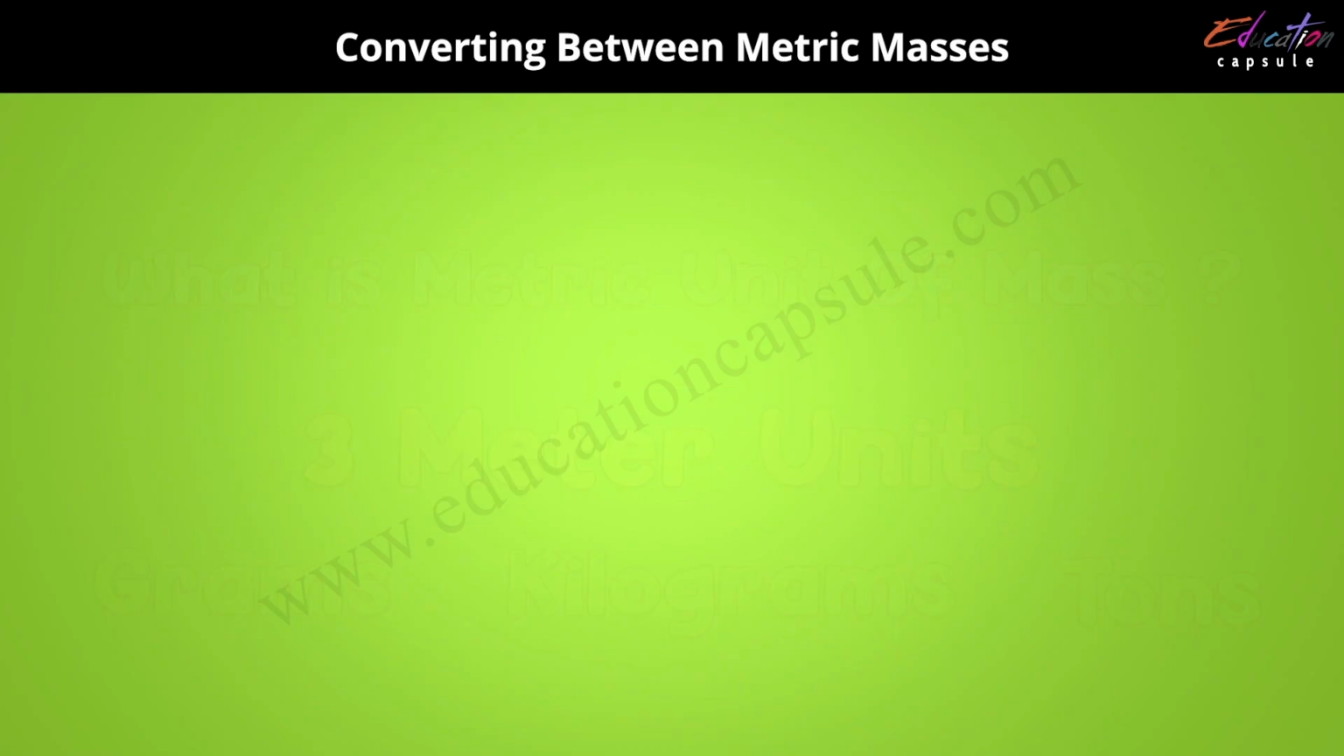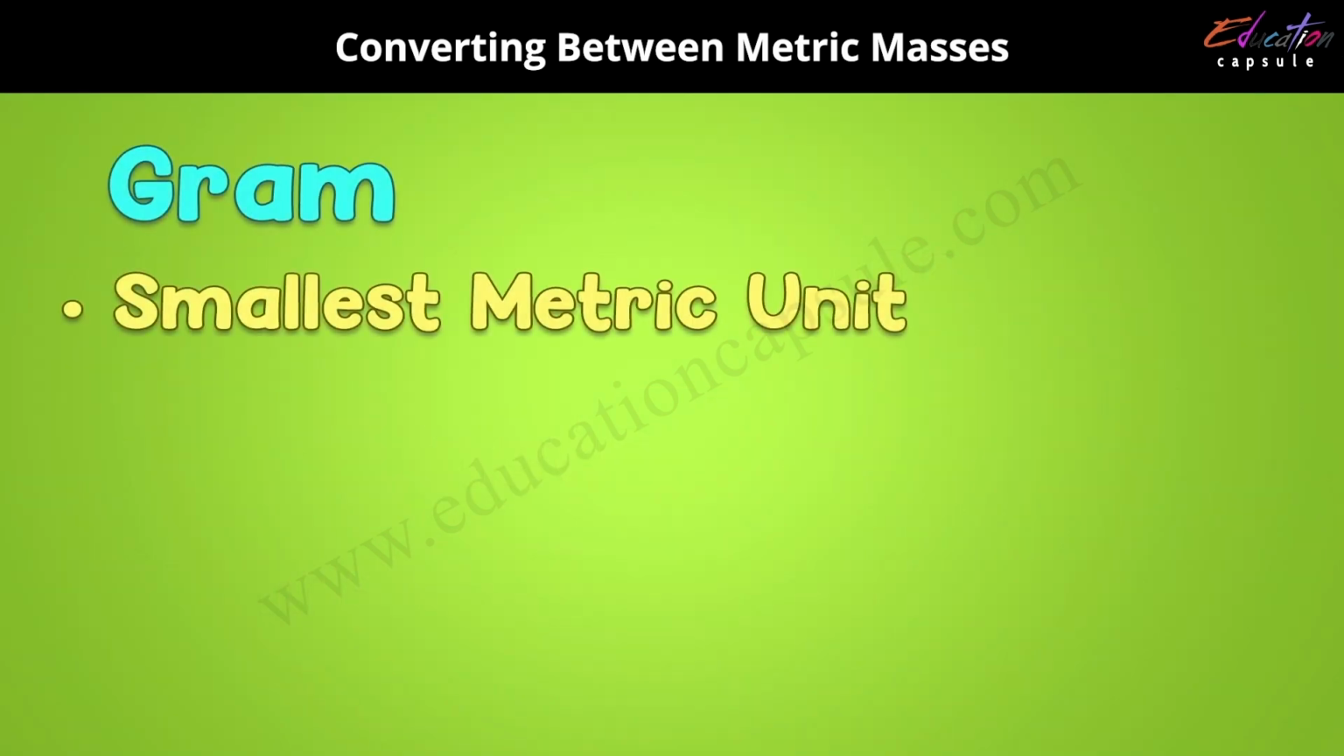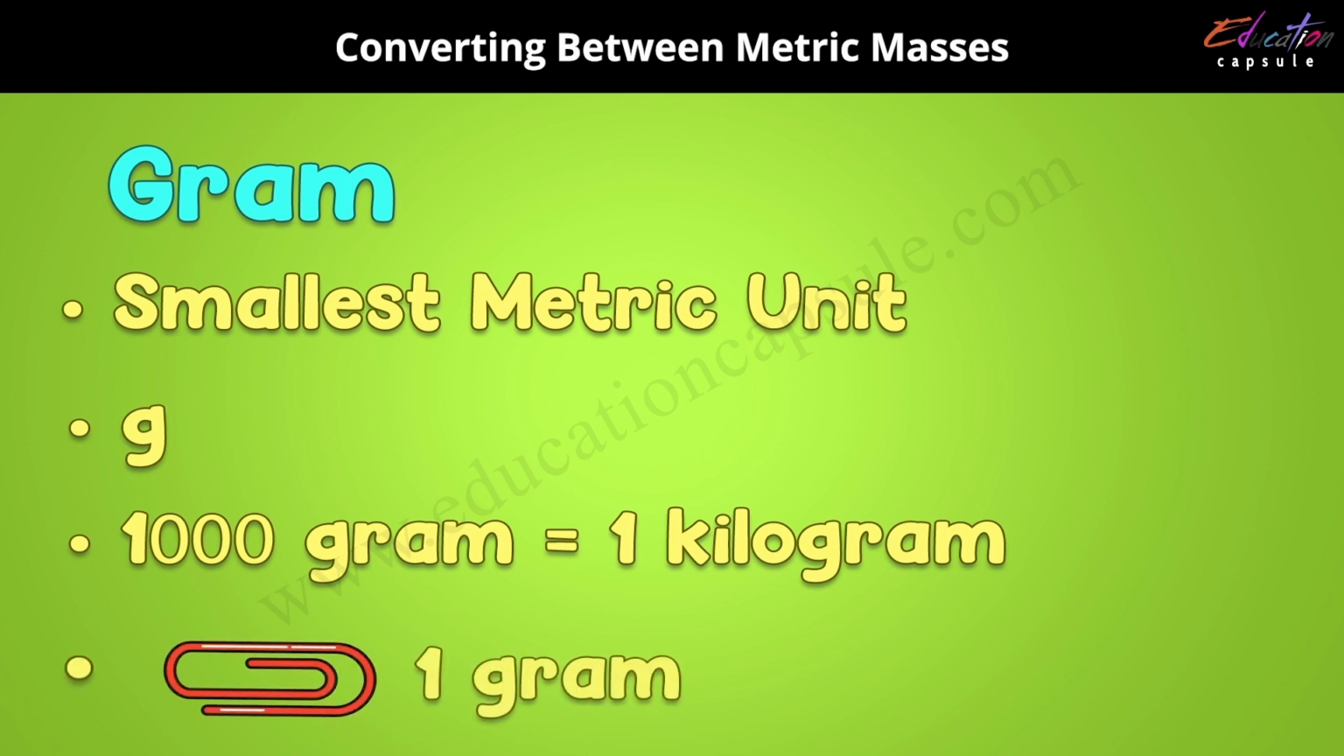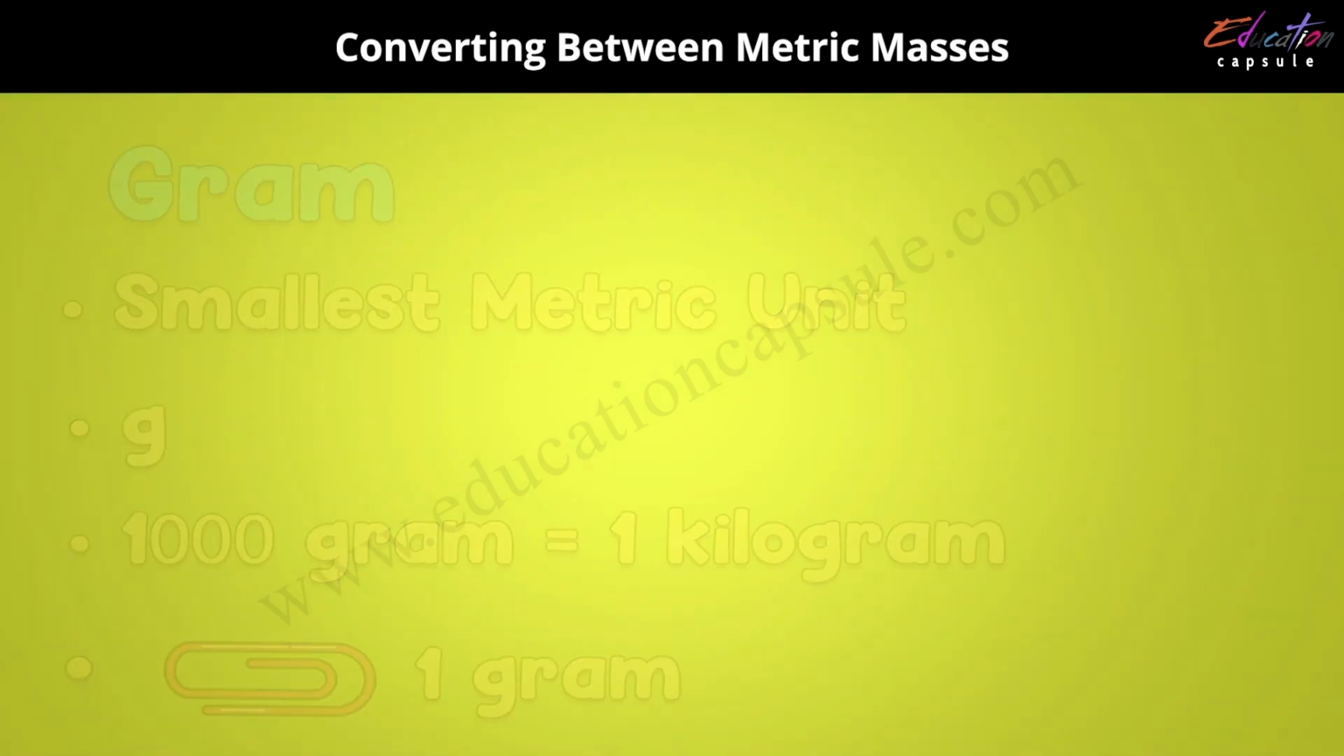First of all, we will be learning about gram. Gram is the smallest metric unit of mass. Its abbreviation is small g. 1000 grams are equal to 1 kilogram. A small paper clip weighs around 1 gram.